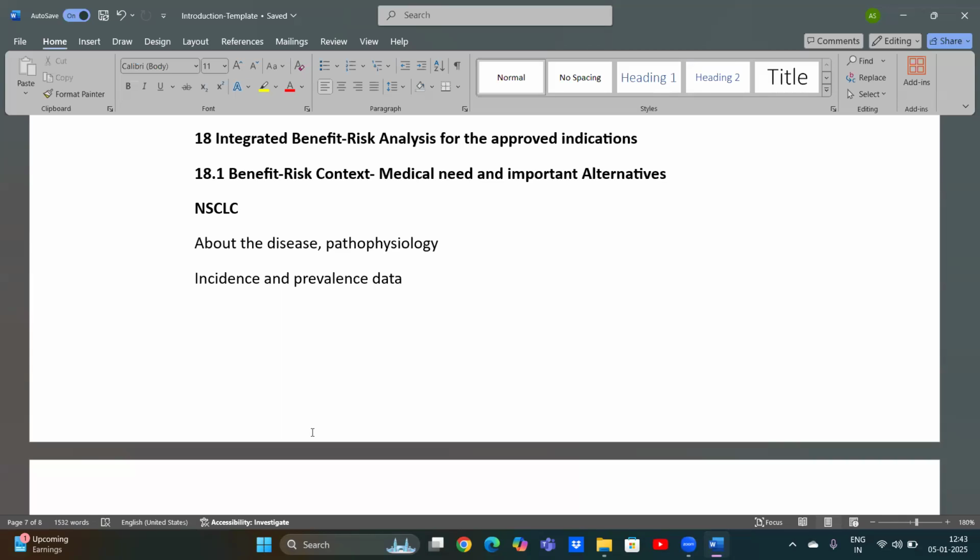Otherwise, you can do an open search if there is no team providing it. You can take it from the RMP. It might be there in the CSR also if you find. So there are different sources that you can use. Same for the disease and pathophysiology.